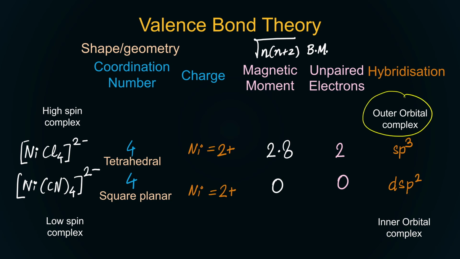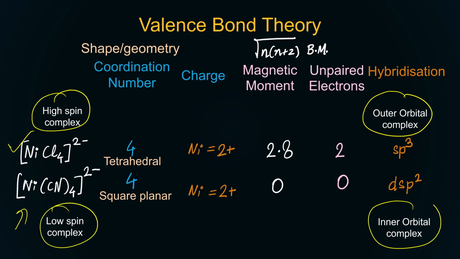Here is an outer orbital complex, the first one, NiCl4, which is high spin. And the next one we saw was a low spin complex. It is inner orbital. Why? Because the inner 3d orbital takes part in this, and no d orbitals in this, just sp3.